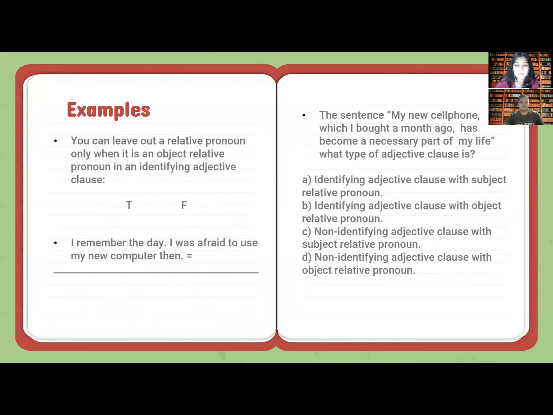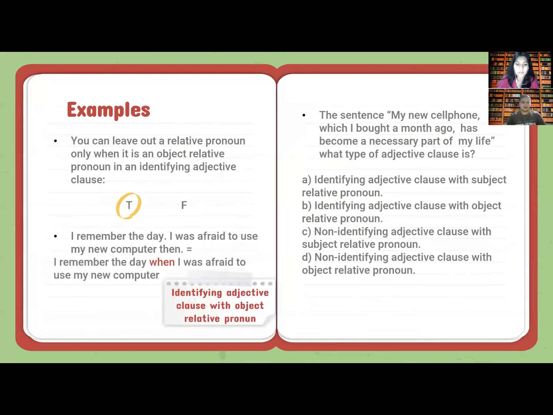We have some examples here and exercises. For example, you can leave out the relative pronoun only when it's an object relative pronoun and in an identifying adjective clause. Next, please. It's true. In the next example, I remember the day I was afraid to use my computer. Then it will be: I remember the day when I was afraid to use my computer.